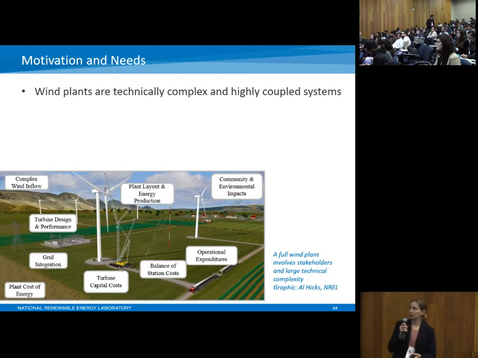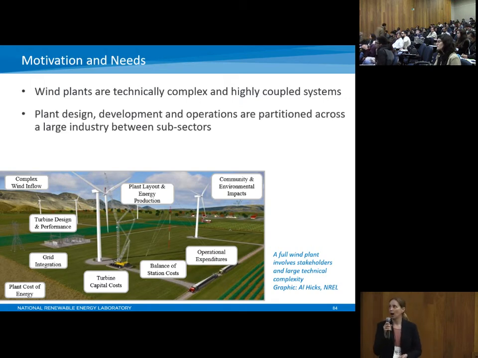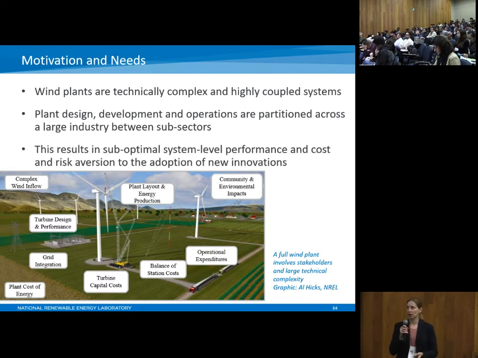But we've talked before about how wind plants are very complex and highly coupled systems. These activities, though, are typically separated between your OEMs, your component suppliers, your developers, your owner-operators, all different stakeholders. And so when you look at things from a whole system level, we could improve things a lot if we did design in a much more integrated way. So the fact that all these activities are spread across stakeholders, we often have suboptimal system-level performance and costs. And also risk aversion to the adoption of new innovations, because no single stakeholder wants to take on the whole risk of an adoption of innovations.